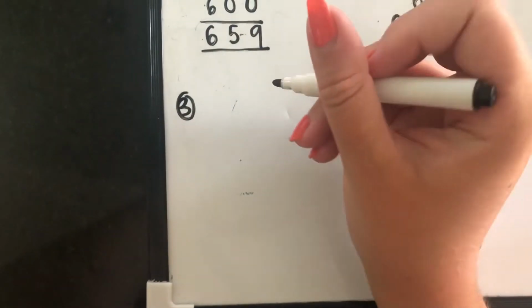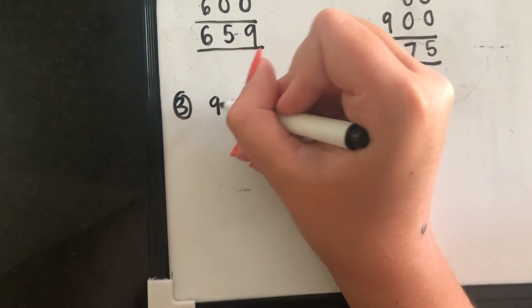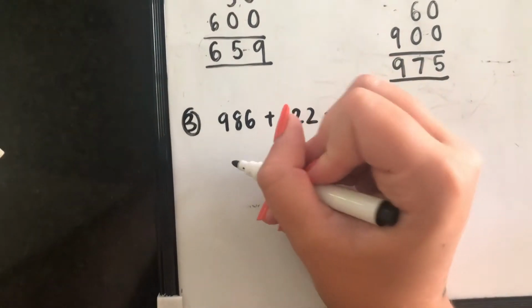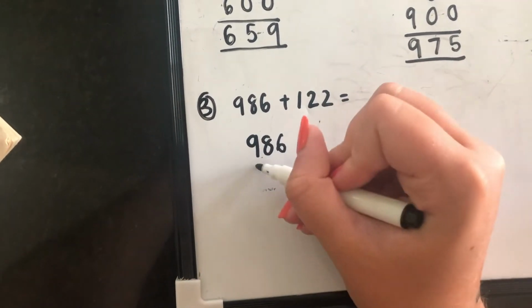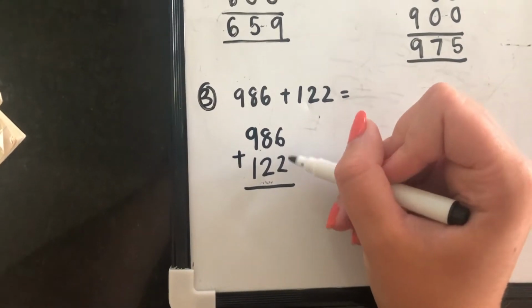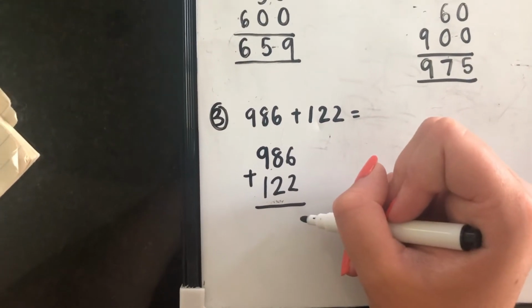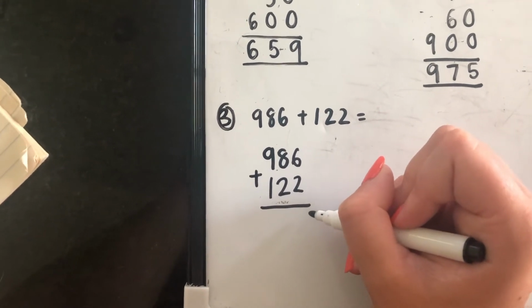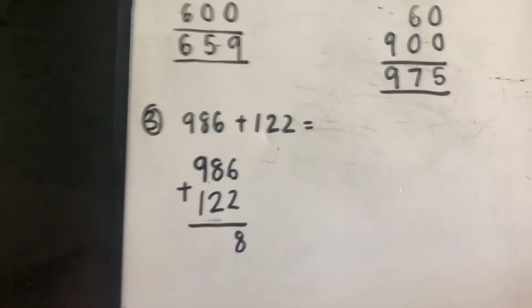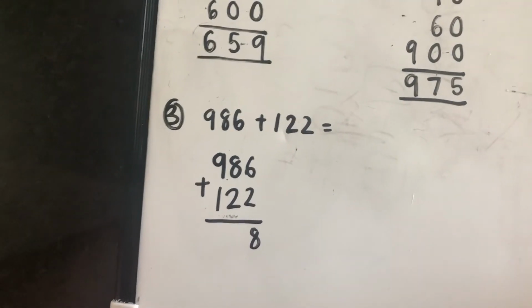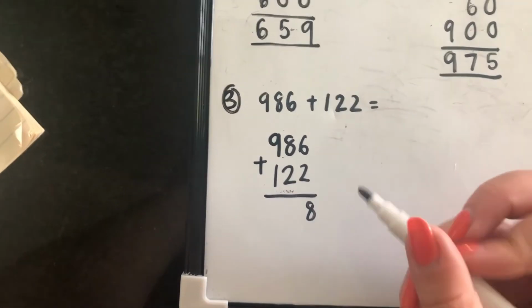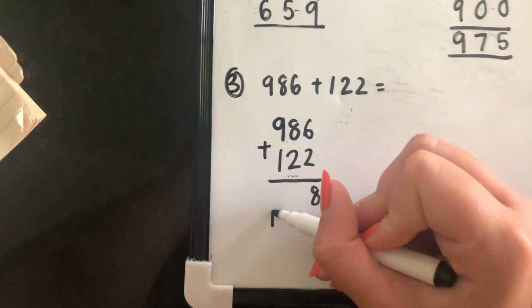Okay, last one then of the expanded. We've got 986 add 122. So let's write them on top of each other. Add our plus sign. We're going to add them up. So 6 add 2 is 8. Right, now we've got 8 tens add 2 tens. So we've got 10 tens. So where's that going to go? 10 tens. What's 10 times 10? 100. So we make sure we're in the hundreds column.